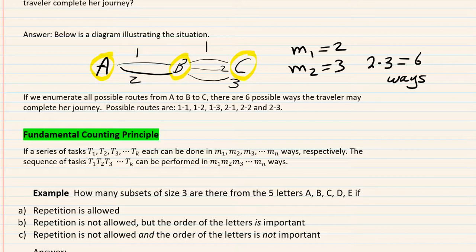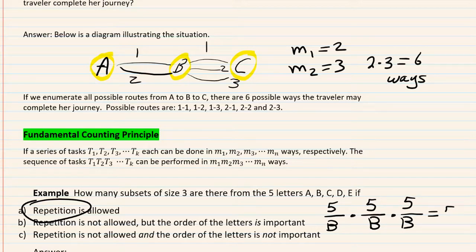Now let's take a look at another example. Let's say we want to know how many subsets of size 3 there are from the 5 letters A, B, C, D, and E, if, in part A, repetition is allowed. If repetition is allowed, in terms of tasks, task 1 is to choose the first letter. There are 5 letters, so there are 5 ways. Repetition is allowed, so if I pick B here, I can pick B again and again. Therefore, for the second task there are 5 ways, and 5 ways to do that third task.